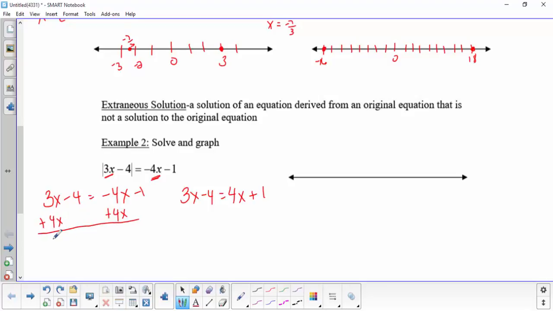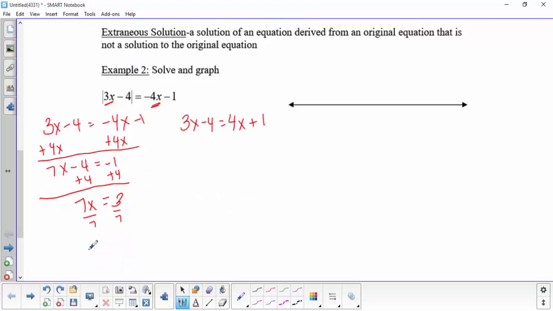So 3 plus 4 would give me 7x minus 4 equals negative 1. I can add 4, so 7x equals 3. Divide both sides by 7, so x is 3/7.